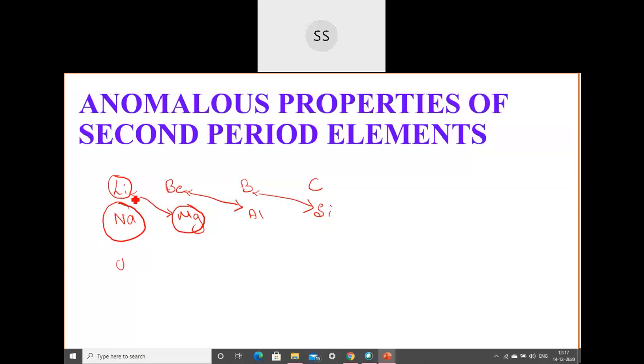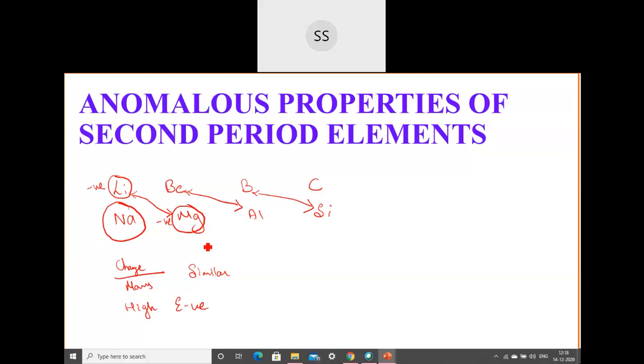One more reason is that down the group electronegativity decreases, but across the period electronegativity increases. Between lithium and sodium, lithium is more electronegative, but between sodium and magnesium, magnesium is more electronegative. So both of them have the same kind of electronegativity. The electronegativity value is also high between these elements placed diagonally to each other. This is one more reason for them to show similar properties.